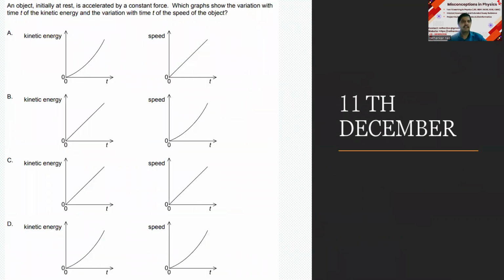The first question stated that an object initially at rest is accelerated by a constant force. The moment I get this term, constant force, the first thing I should write is F equal to constant, which implies a equal to constant. Which graph shows the variation with time t of the kinetic energy and the variation with time t of the speed of the object?